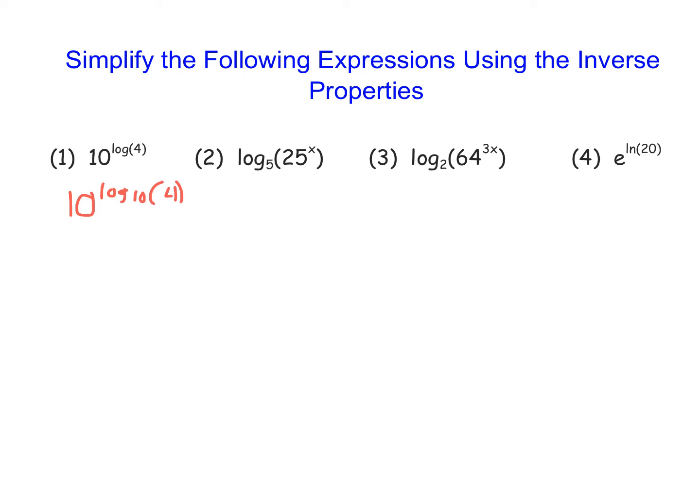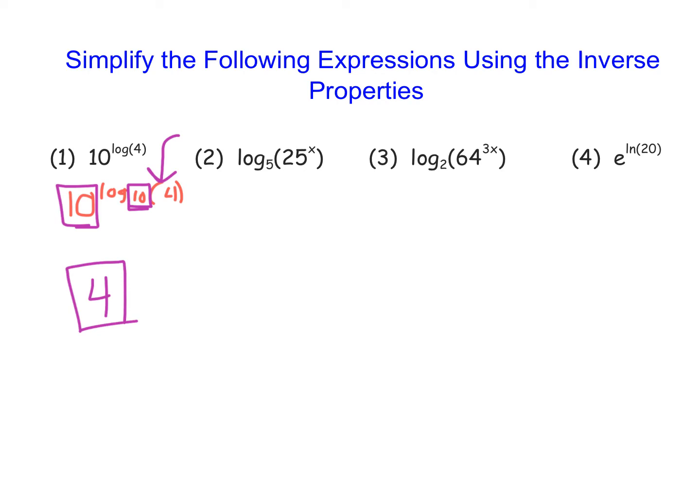So here, because I can see that I have an exponent with a base of 10, and I can see I have a log of 10, those are going to undo each other, and I'm left with whatever is inside of this log here, which is 4. So it really is as simple as that. We can undo logarithms and exponentials if they have the same base.